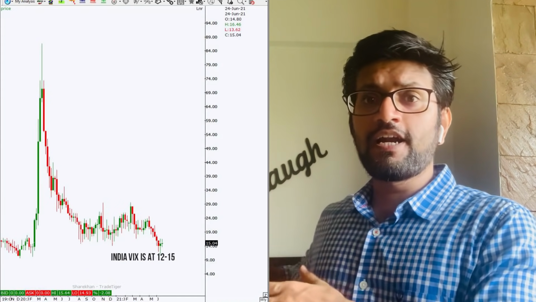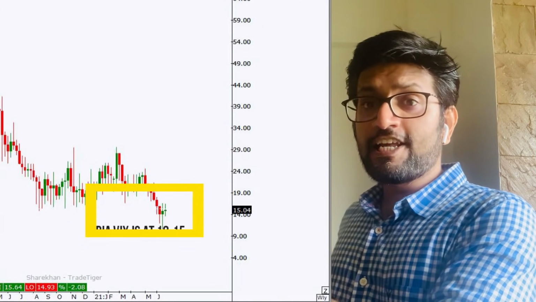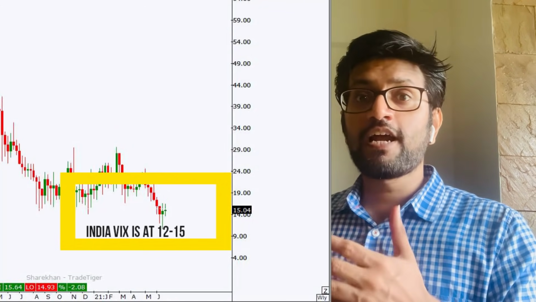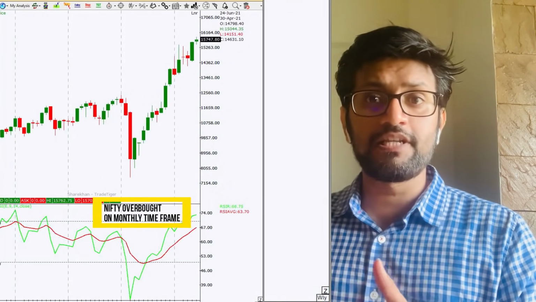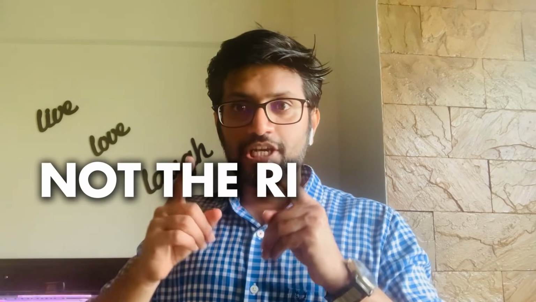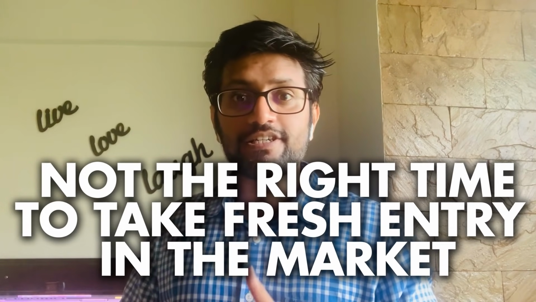So what's our current view based on India VIX? If we apply the same logic and look at the current India VIX, you can observe that India VIX currently is trading at historically low levels around 12 to 15. And on the other hand, we can see Nifty is extremely overbought on weekly time frames, monthly time frames, with its RSI above 72. This tells us that from a reward to risk perspective, this is clearly not the time to take a fresh entry in the markets, and a correction is likely.